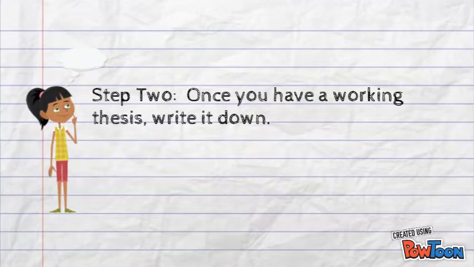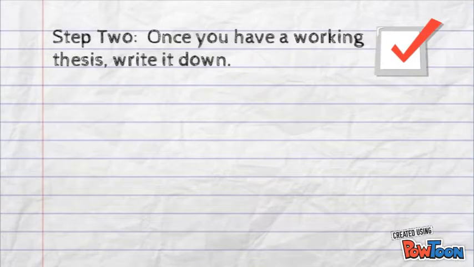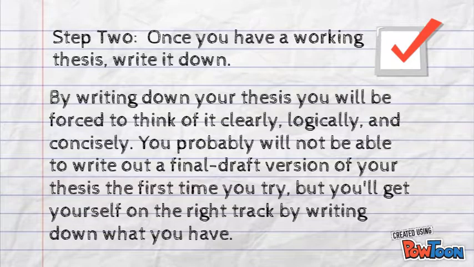Moving on to the second step, once you have a working thesis, write it down. By writing down your thesis, you'll be forced to think of it clearly, logically, and concisely. You probably will not be able to write a final draft version of the thesis the first time you try, but you will get yourself on the right track by writing down what you have.